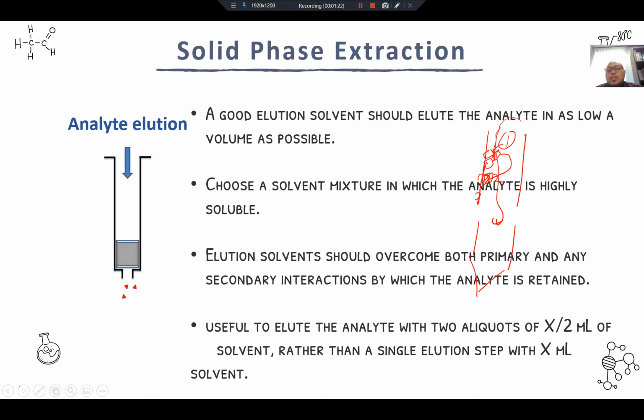Okay, so it is useful to elute the analyte with two aliquots of 2 ml of solvent rather than a single elution step with X ml of solvent. Let's say, instead of using 10 ml all at once to elute your analyte, maybe you can use 5 ml. Okay, it's better, right?